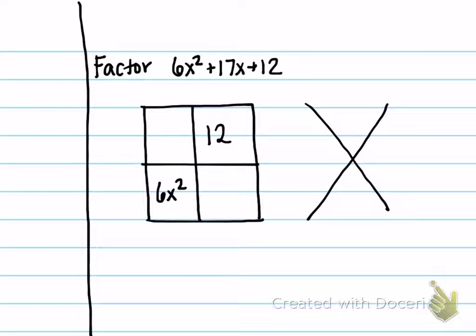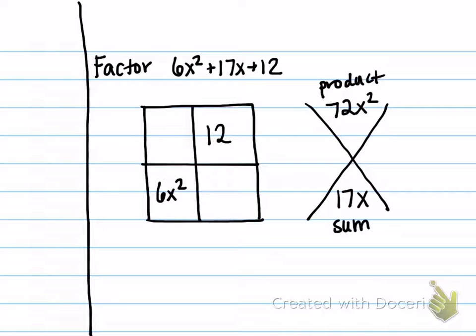And then I figure out, okay, what's going to be the product and what's going to be the sum. So I'm looking at the problem, and I know that whatever I put in these two boxes has to add up to 17x. So that's going to go on the bottom, and then I multiply 6x squared times 12, and that's my product on the top. So I get 17x and 72x squared.